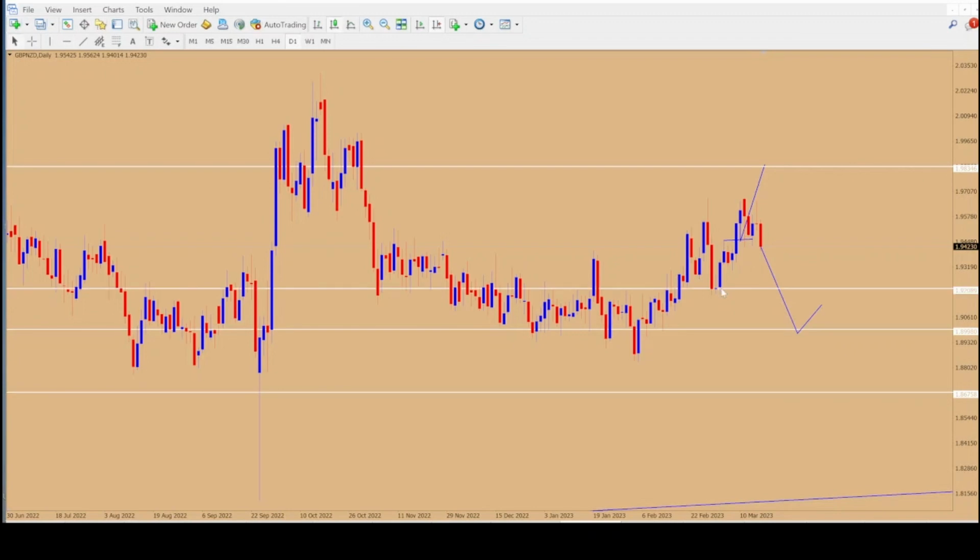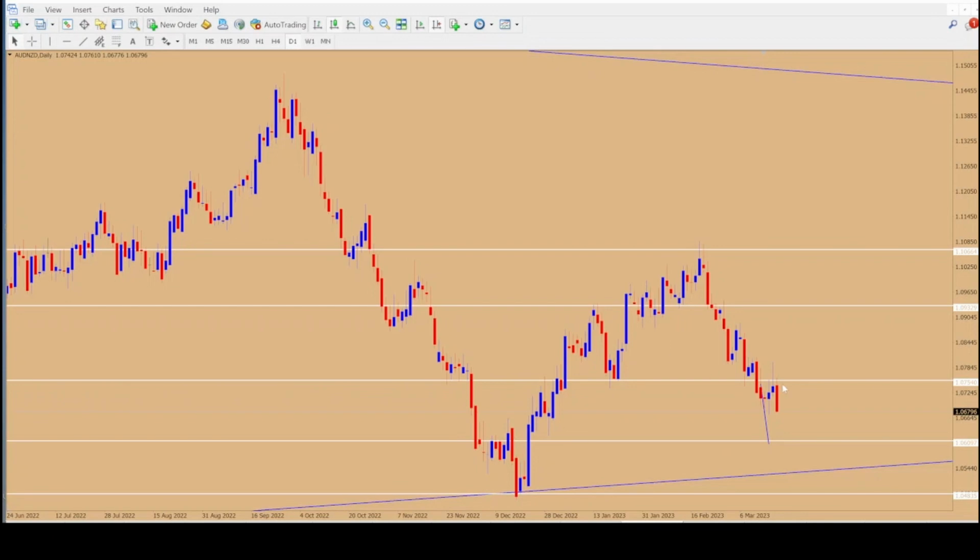this 1.92089 area. And if the market comes into that area, the market might also come into this area before we see some bullish momentum back into the 1.9834 area. That is for GBPNZD.